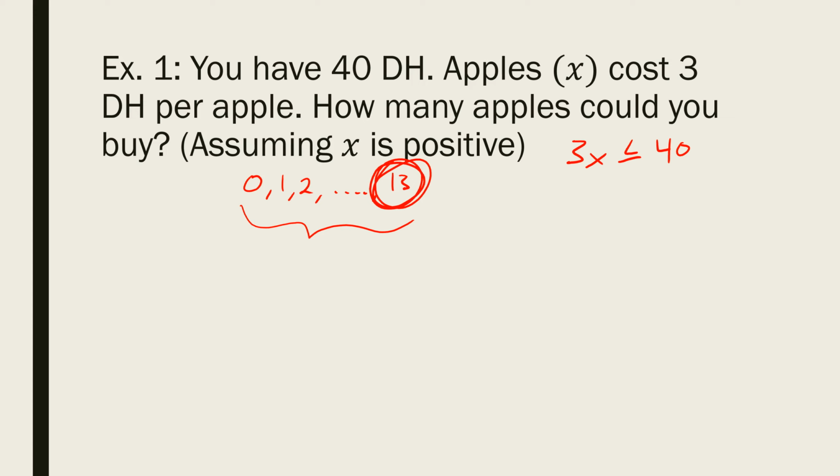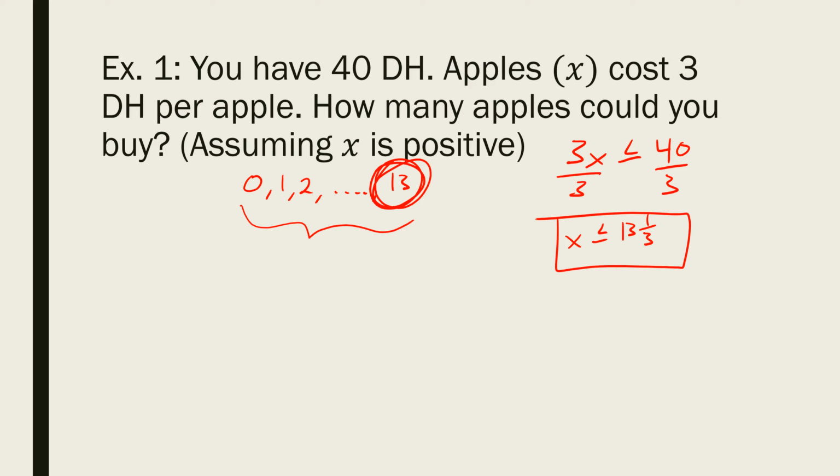To solve it, easy. I'm just isolating x just like I do with an equation. Let's divide through by 3. I get that x would be less than or equal to, this happens to be 13 and 1/3 if you changed this fraction into a mixed number. Hopefully you remember how to do that. So x is less than or equal to 13 and 1/3.